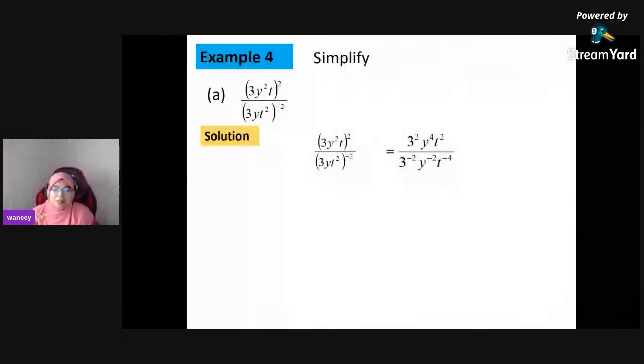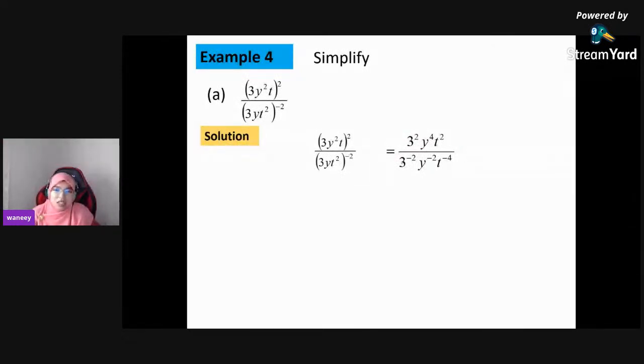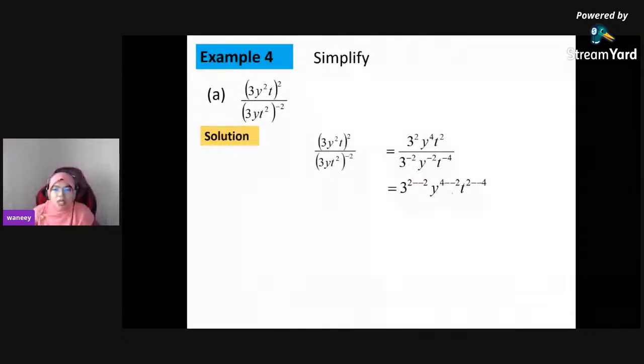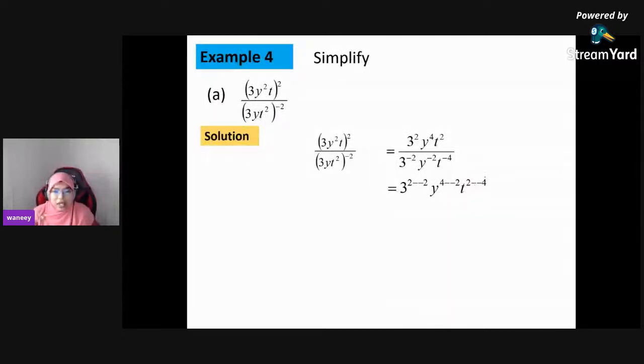Okay, so it will become 3 square y to the power of 4 t square over 3 to the power of negative 2 y to the power of negative 2 t to the power of negative 4. And then you have a common base 3 here, y, t. So we got some common base, so you can easily bring them up. So it will become 3, 2 minus negative 2 because this is in your denominator. So bring them up. We should apply negative. And then 4 minus negative 2, t square minus negative 4.